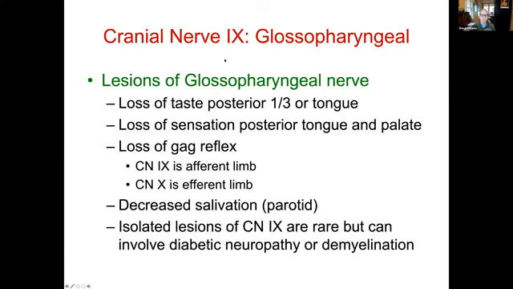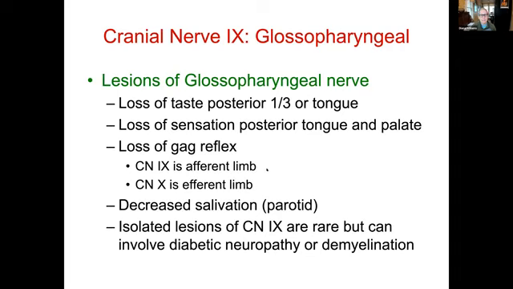So with cranial nerve 9, again, knowing what types of fibers are present within cranial nerve 9, now we can make predictions about what types of deficits we'd see in a patient with a cranial nerve 9 injury. A lesion of cranial nerve 9 is actually fairly rare to get in isolation. It can happen sometimes with demyelinating pathologies, or diabetic neuropathies of that nerve, but it's not a commonly injured nerve. Things that you would see with an injury would be loss of taste and loss of sensation to the posterior 1/3 of the tongue and the pharynx and palate.